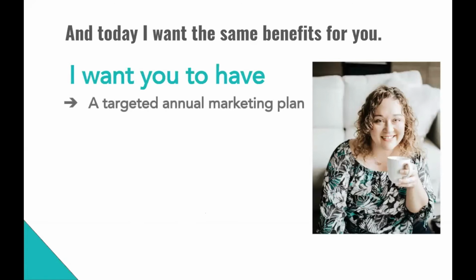I want you to have a target annual marketing plan that gives you a roadmap and shows you where you need to go throughout the year, what you want to market and sell. I want you to have at least 30 days of content written and ready to roll, which means that, if this is January, then January's content is already sitting in your scheduling tool and you are working on February's content.